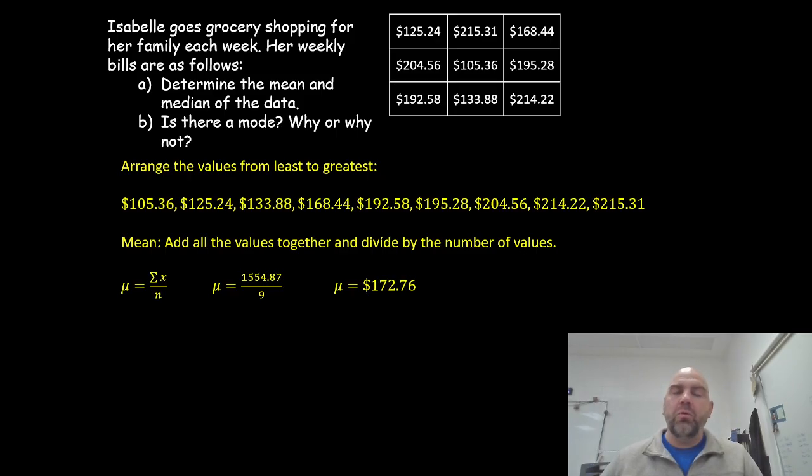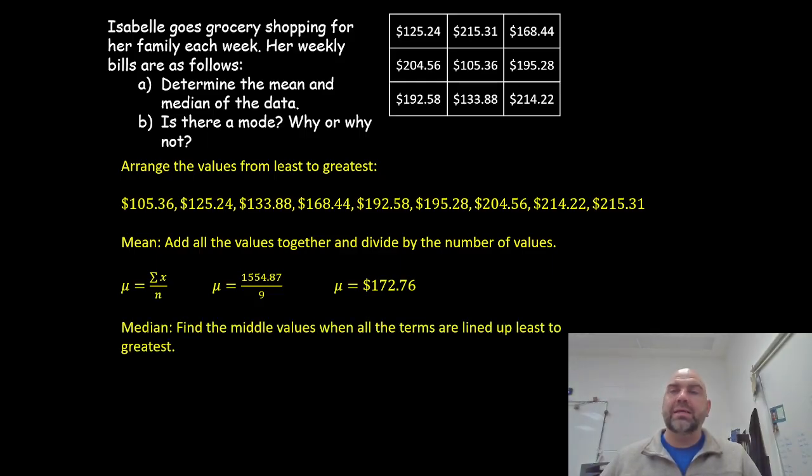Our median hopefully will be somewhere close to that, but to do that, we need to figure out what is the middle term. So what is the middle term? In this case, we have 9 values, again, organized from least to greatest. Make sure we do that. We have 9 values, and that means that we're taking the 5th one, so that's the 192.58, and therefore that is our median value.